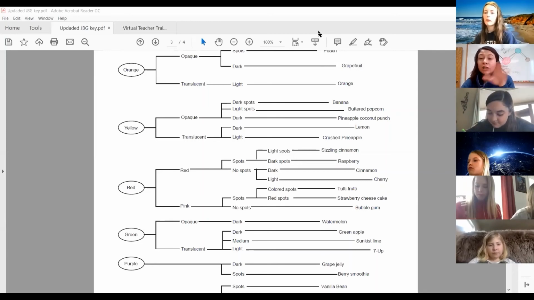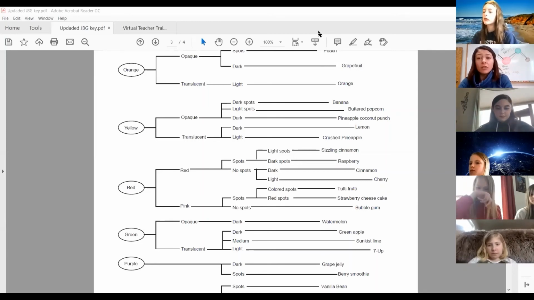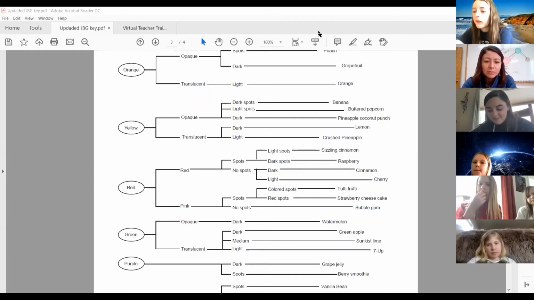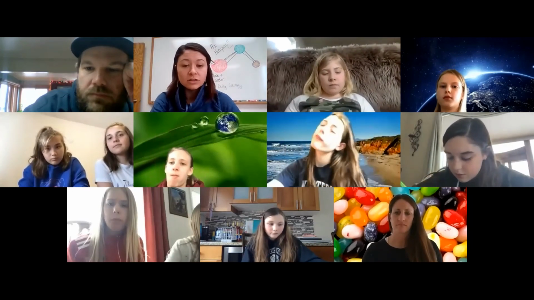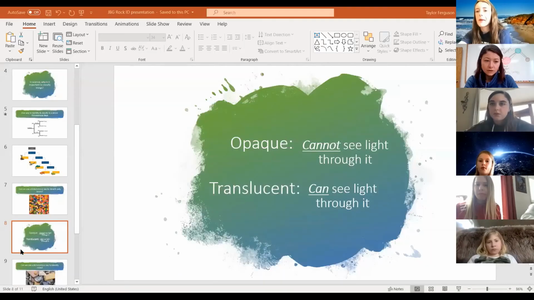Okay, so if you guys have other jelly beans, feel free to try and use this key to go through it and see if you can figure it out. I'm going to stop sharing this and go back to my PowerPoint really quick. We're almost done, but I want to relate this. Obviously, it's super fun to eat jelly beans and identify them. But like I mentioned earlier, the reason we do this activity is usually to jump off our rock unit and start talking about rocks and rock ID.